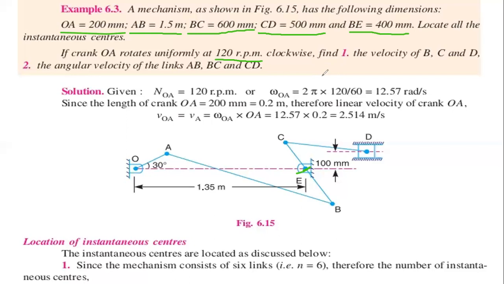So these are the given particulars. By this I have taken the given data. First of all, the speed is taken as 120 rpm, that is N of OA is equal to 120 rpm. Then we find the angular velocity of OA, that is 2 pi N by 60, 2 into pi into N, where N is 120 rpm. So we have got 12.57 radians per second.